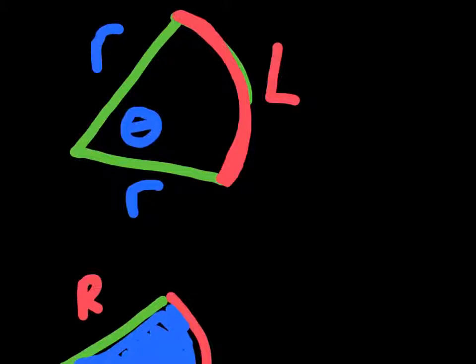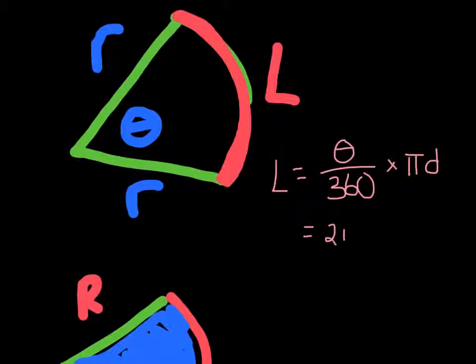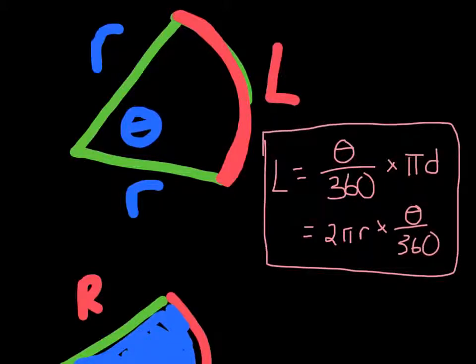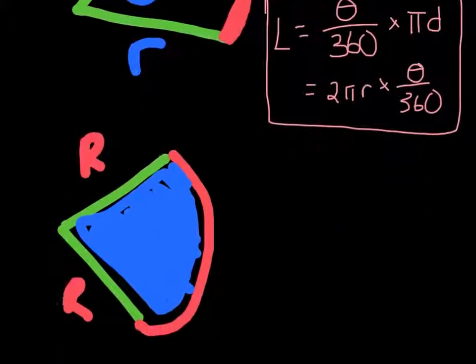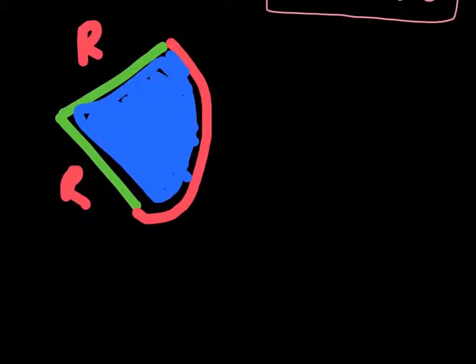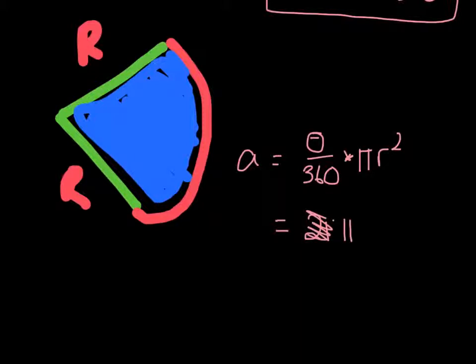So the first formula, for length: arc length is equal to theta in degrees over 360 times pi d, or you can rewrite this as 2 pi r times theta over 360. This gives us our arc length. Now we have a formula for arc area. Area is equal to theta over 360 times pi r squared, or we can rewrite this as pi r squared times theta over 360.